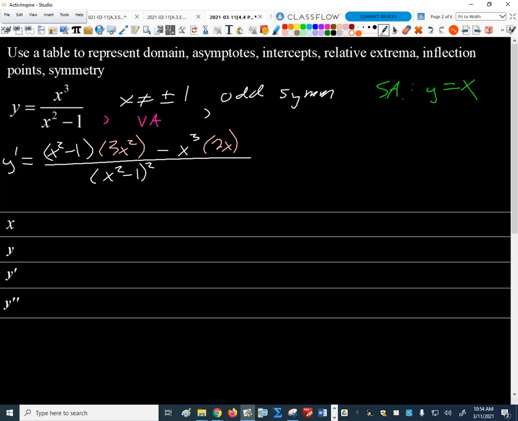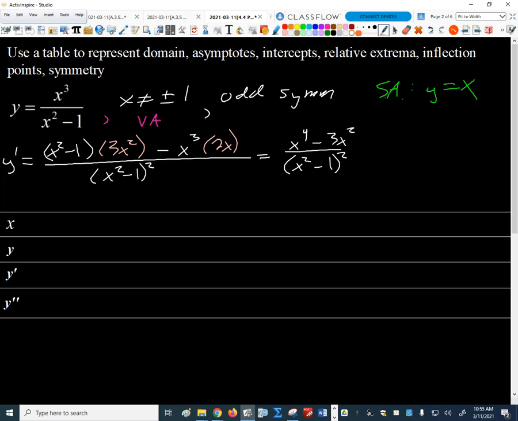And what's that give us then? So we're going to get 3x to the 4th minus 3x squared minus 2x to the 4th. So that's just going to be 1x to the 4th minus 3x squared, right? Divided by x squared minus 1 squared. Give me a thumbs up if I did that right. Okay, you guys got to check my work here.